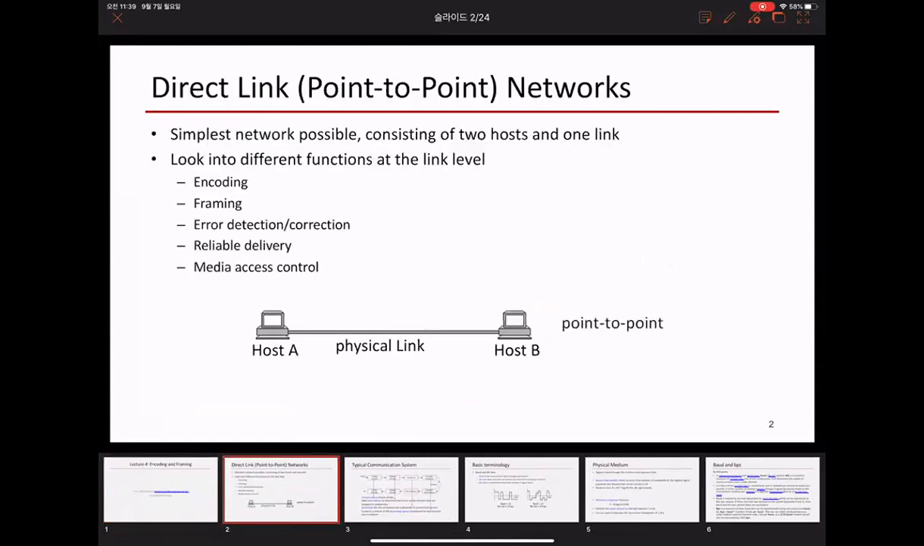So in point-to-point communication, we have to have encoding. We have to have framing. We have to have error detection and correction. We have to have reliable delivery. We have to have MAC. So let's look into what an encoding is.